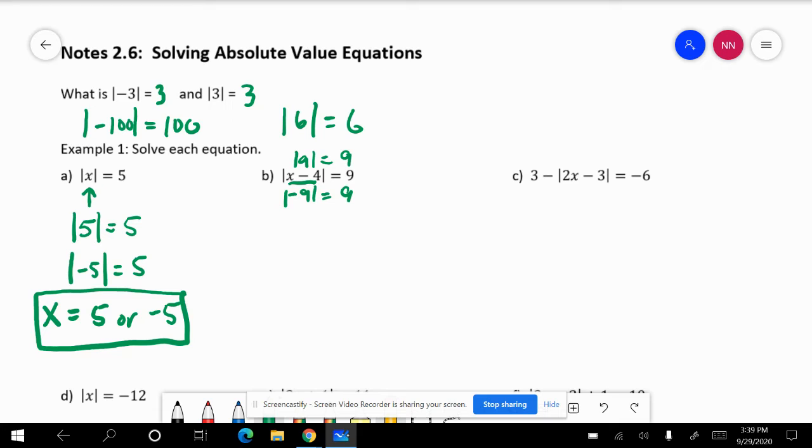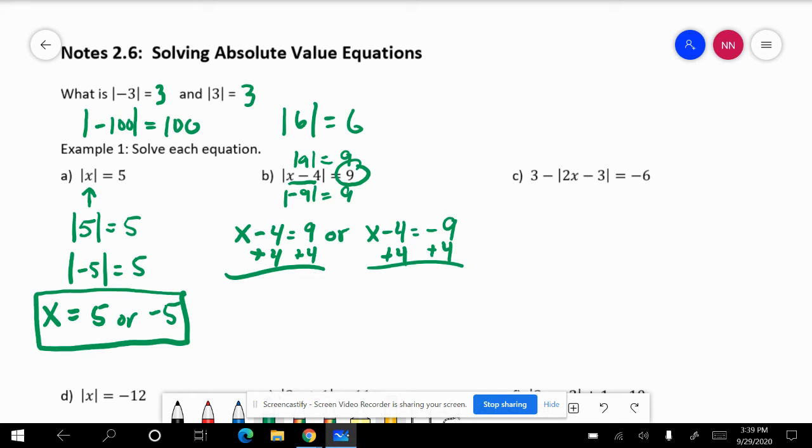So that means that we have two equations. One is x minus 4 equals 9. The other one is x minus 4 is equal to -9, because both of those give us a value that is equal to 9. Now we're going to solve the equation. I'm going to add 4, and just to make it extra fast, I'm going to do the same thing with the other equation. So I get x is equal to 9 plus 4 is 13, or -9 plus 4 is -5. So x can either be 13 or -5.